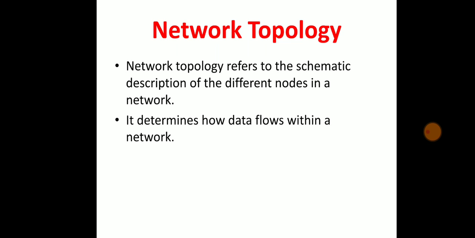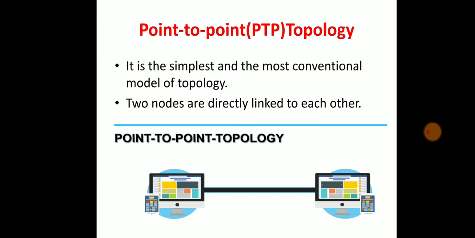There are some commonly known network topologies which are discussed in this slide. First one is point to point topology, P2P topology. It is the simplest and the most conventional model of the topology. Two nodes are directly linked to each other. When the two computers are connected to each other, then we can say that there is a point to point topology. We use the point to point topology to share our information or communications.